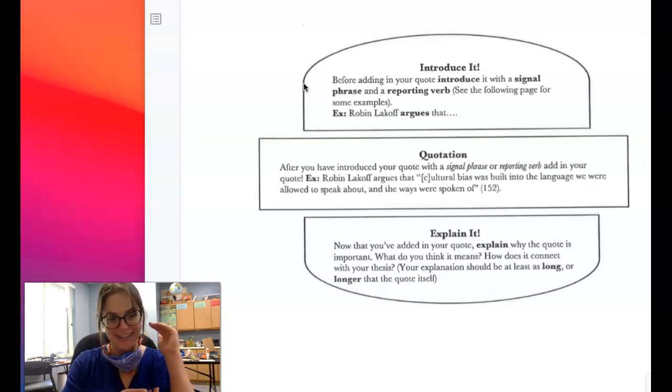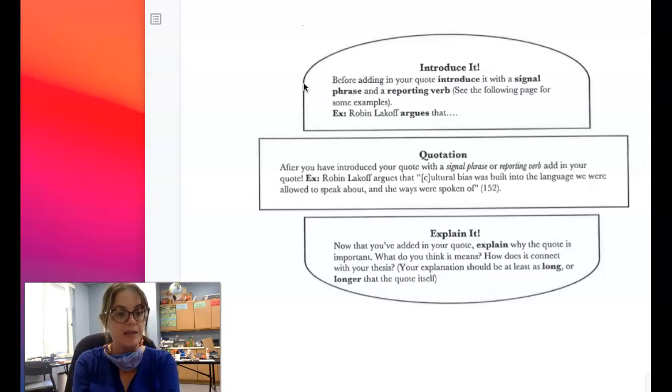Our quote sandwich, the first piece of bread is to introduce the quote. So before adding in your quote, introduce it with a signal phrase and a reporting verb. I'll get into that more in a second. So for example, Robin Lakoff argues that. Okay, then the quotation itself, the meat of the sandwich, or if you're like me, the peanut butter and jelly of the sandwich. After you have introduced your quote with a signal phrase and reporting verb, add in your quote. So example, Robin Lakoff argues that cultural bias was built into the language we were allowed to speak about and the ways we were spoken of.